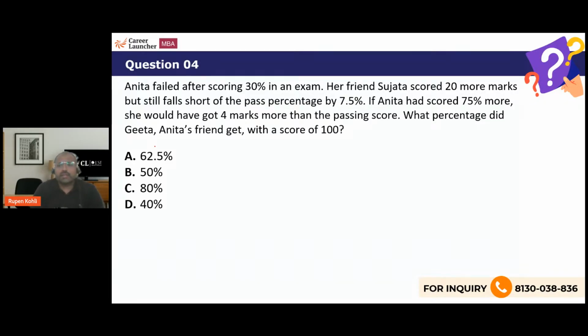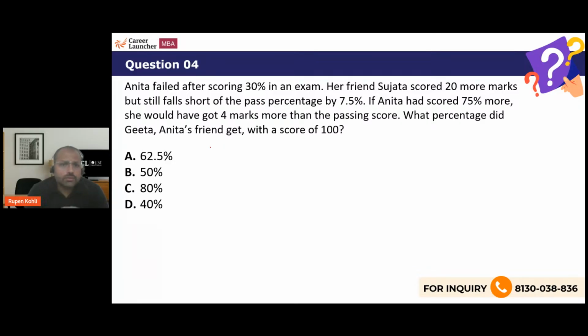So the problem involves three people. One is Anita, then there is Sujata. Their marks are basically given in terms of percentage of the total marks, and then an if-then condition about Anita's marks is given. Then we have to find the percentage of marks scored by Geeta, who got a score of 100. So obviously, we need to find the total marks of the exam in order to answer this question, because the answer will be 100 is what percentage of the total marks.